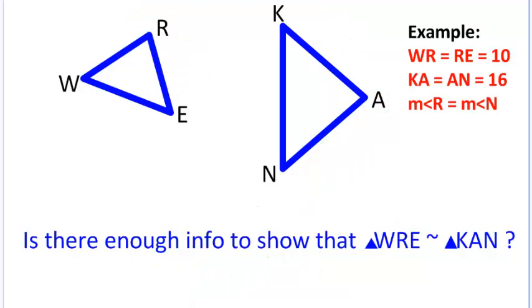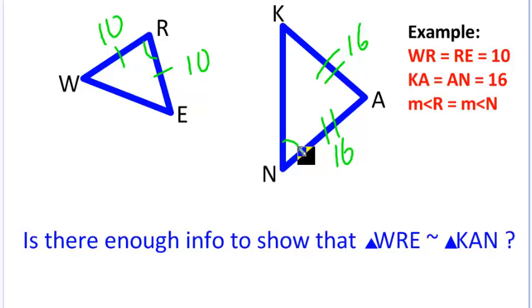Very similar example this time. WR and RE, all that's still the same. They're both 10 units long. KA and AN, both are 16 units long. And this time the measure of angle R is similar to the measure of angle N. So is that enough to show the triangles are similar?